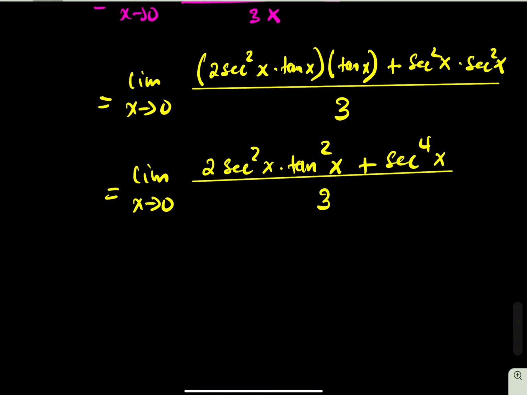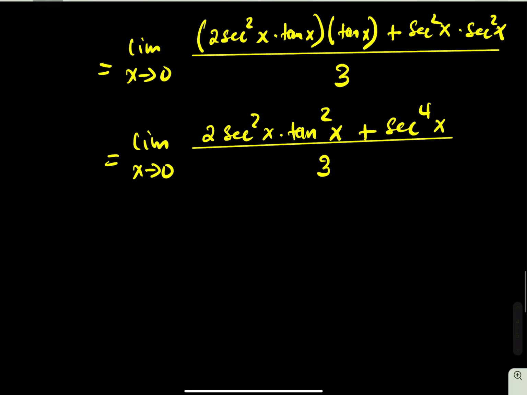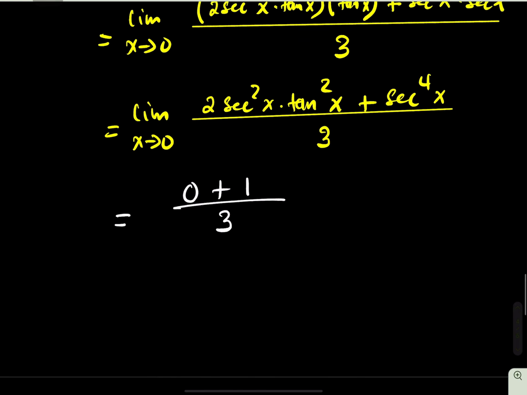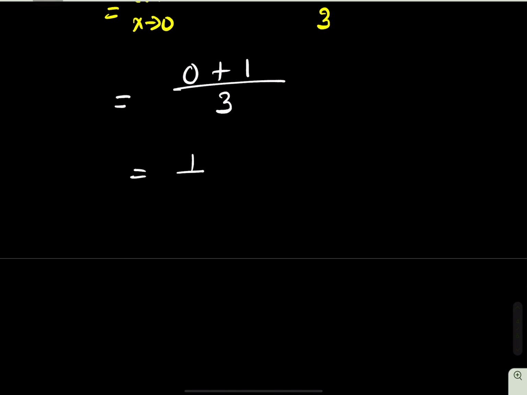Now let's plug in our 0 and see what we get. When x is 0, this is going to be 1, and then this is going to be 0. And then secant to the power 4, sec of 0 is 1, 1 to the power 4 is 1. So you're going to get a 0 for this term because this one is 0. So it's going to be 0 plus 1 divided by 3, and the answer should really give you 1/3. So this should be the answer for that particular problem.